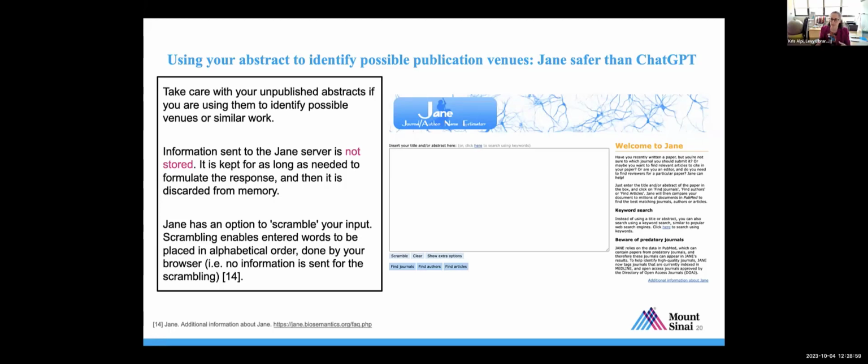So if you were working with an unpublished abstract that had a decent amount of data in it, and you wanted to look for journal sources where you might publish, I would ask that question of Jane rather than ChatGPT, for example, even if I had turned off ChatGPT's controls.